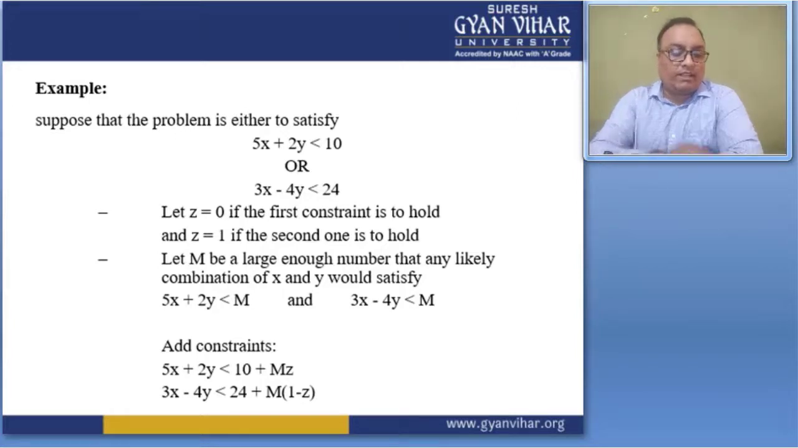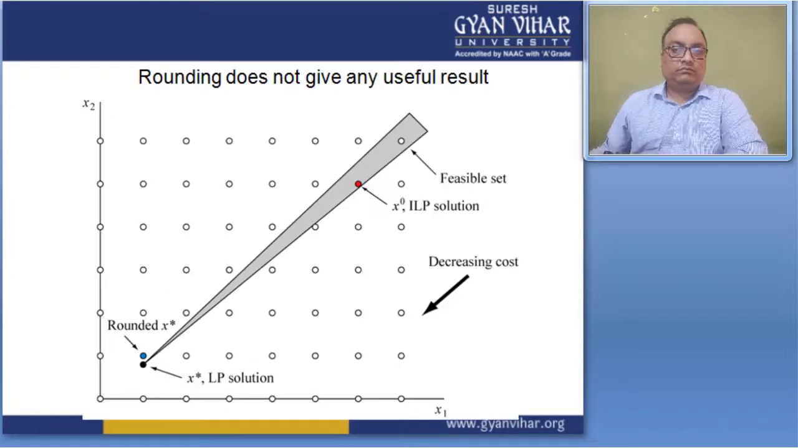Suppose this is an example which gives the feasible region, the integer linear programming solution and the decreasing cost variable. In this example, this is the rounded x star value, and this x star shows the linear programming solution. So this is the feasible set, and here x to the power 0 shows the integer linear programming solution, and this graph shows the decreasing cost value.